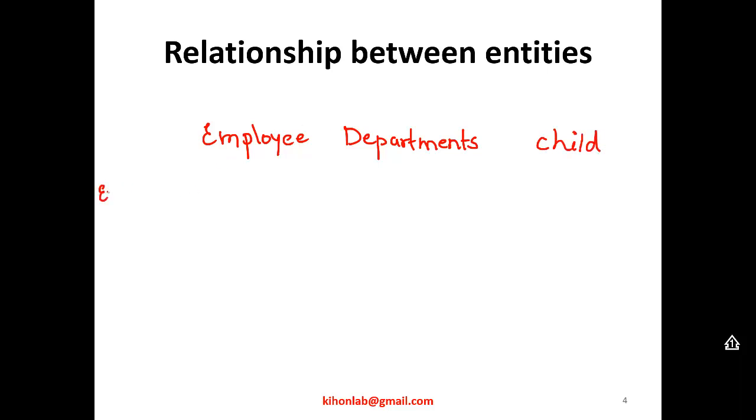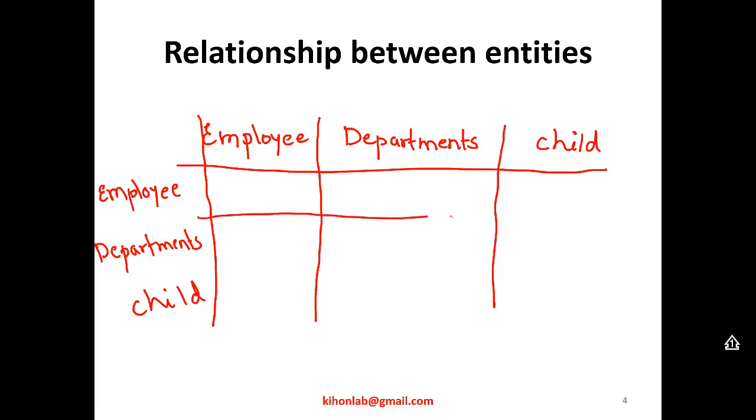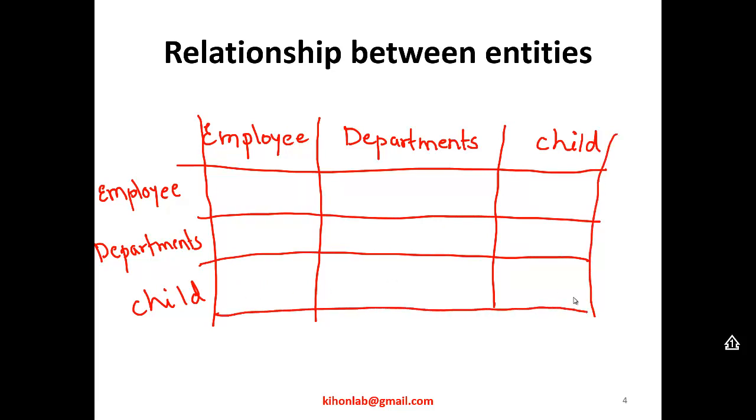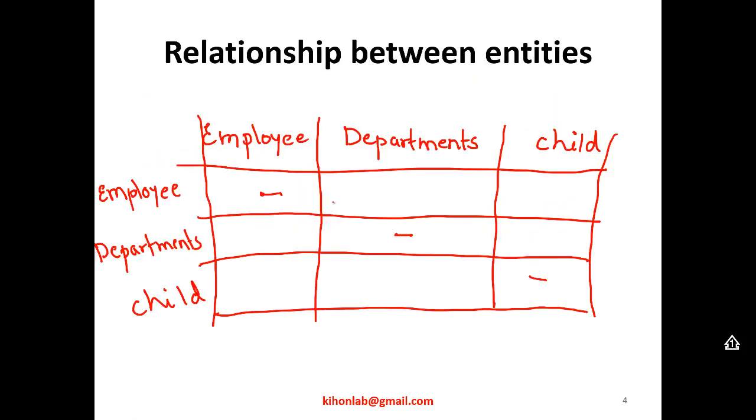So here also I will write employee, department and child, and try to fill each cell from the given information. For a self entity, there is no relation. First we'll find the relation between employee and department. How would I find it? Employee works in department. So the verb I got is works in. I will write works in here.